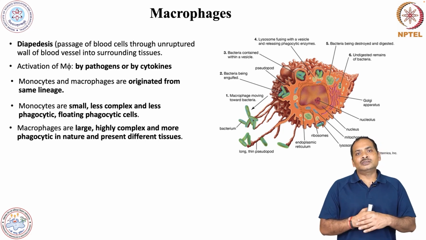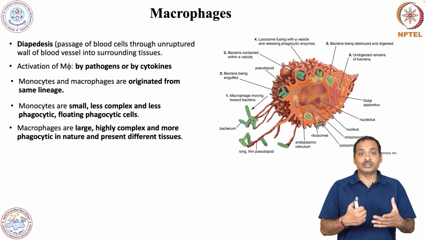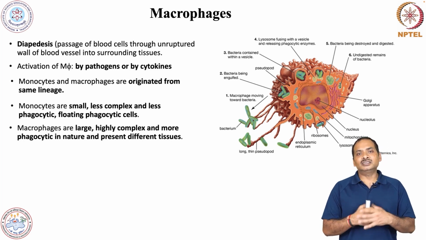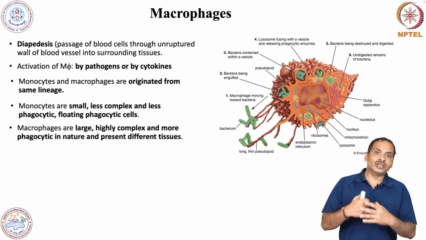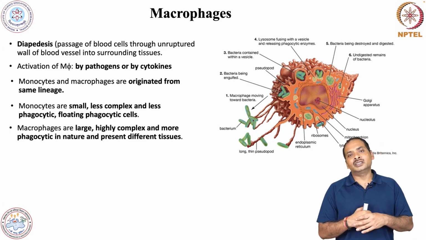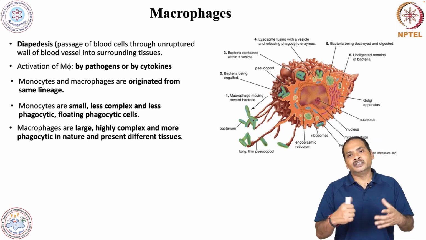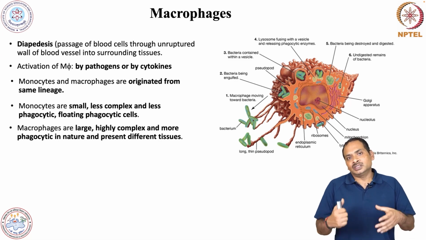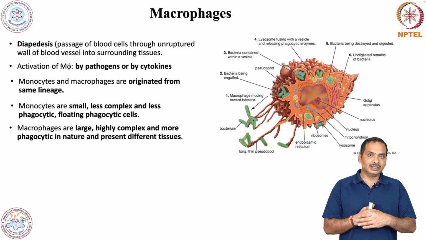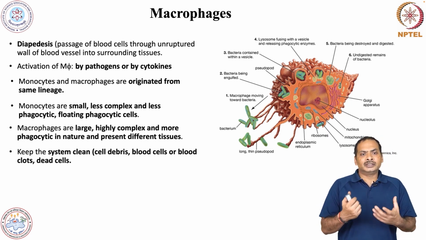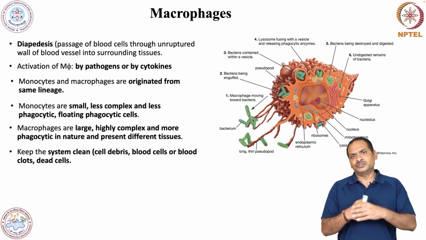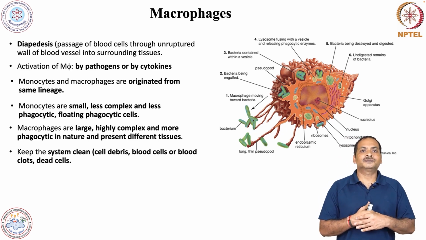Macrophages, on the other hand, are highly complex. Tissue macrophages are large, very complex, and more phagocytic in nature, and in different tissues we call them by different names. It is not only the name; they have some different properties as well. I will discuss the different kinds of macrophages in an upcoming slide.